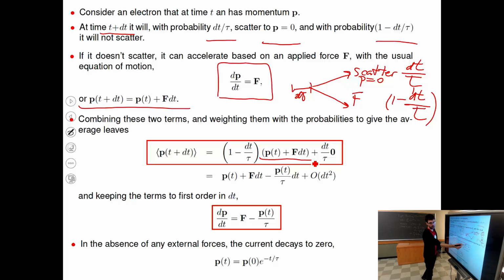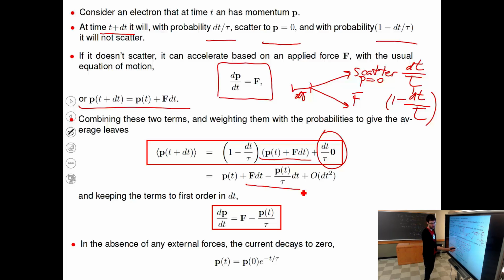And with the probability of dt divided by tau, it goes to 0. So this term is just 0. If we expand these brackets, we just have two brackets here. We're going to have terms that are proportional to dt, and then higher order terms. For example, if you multiply f times dt with dt divided by tau, you'll have a term proportional to dt squared. That term is infinitesimally small compared to the other terms, so we ignore it.